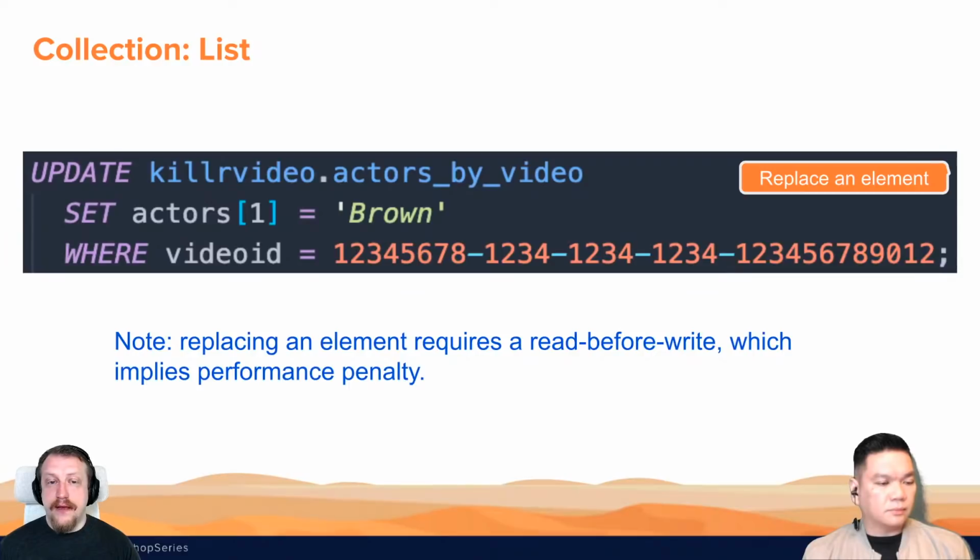You can also replace an element knowing the order. You can specify, in this case, update actors by video, set actors num position 1 to be equal to brown. So obviously it will overwrite the previous value of this position.